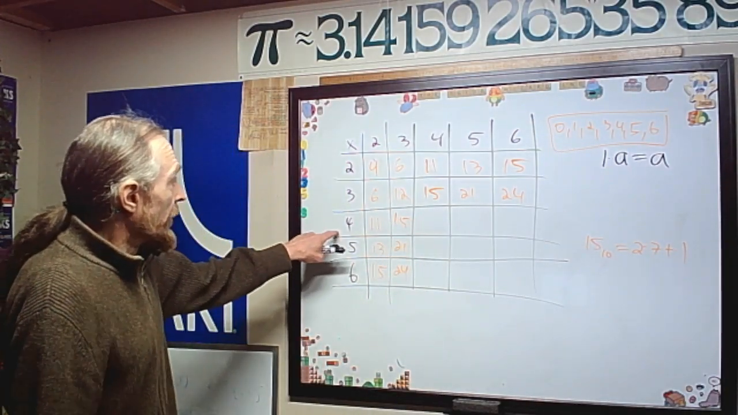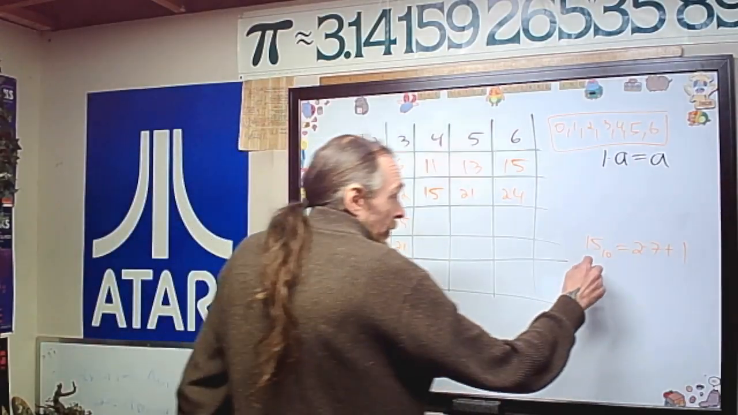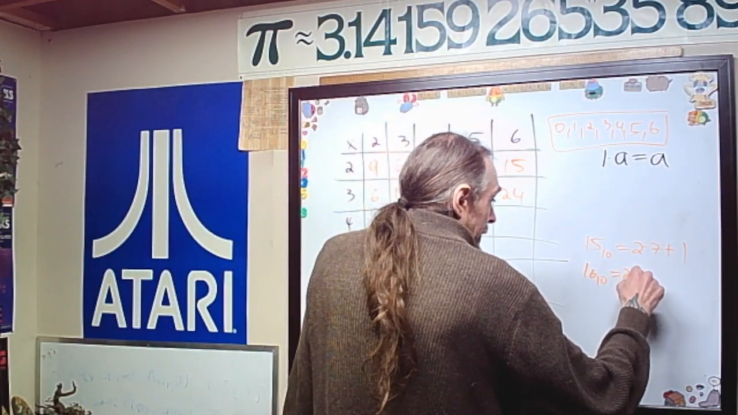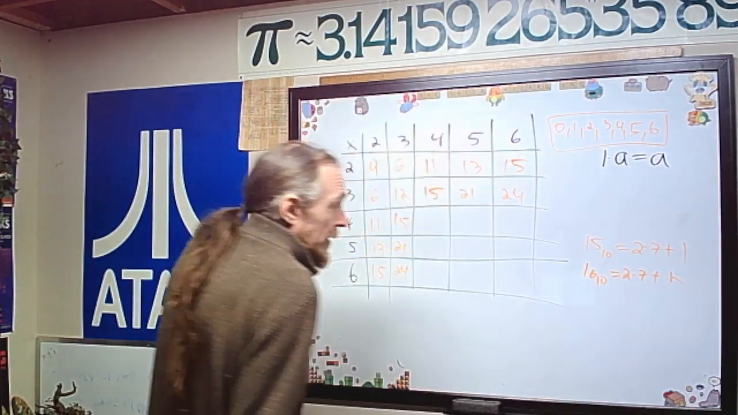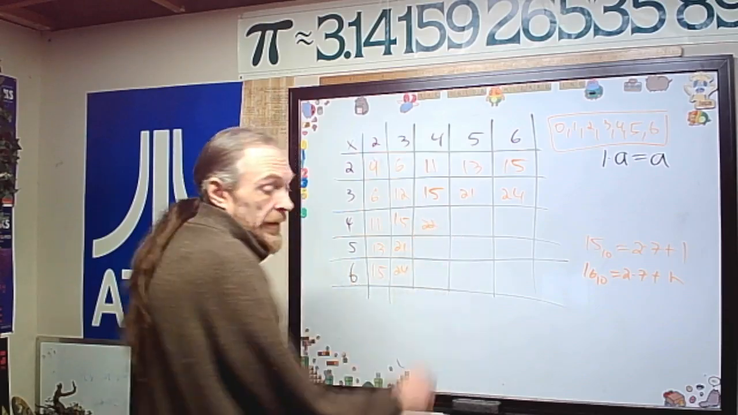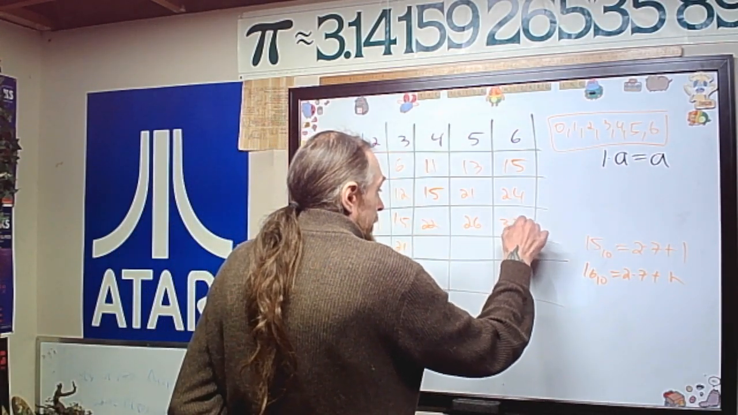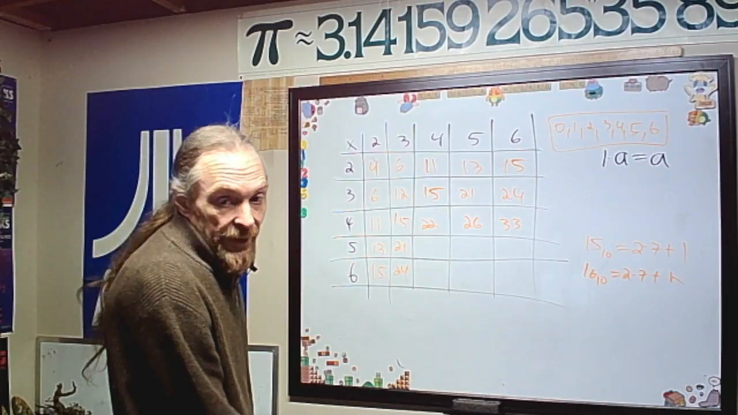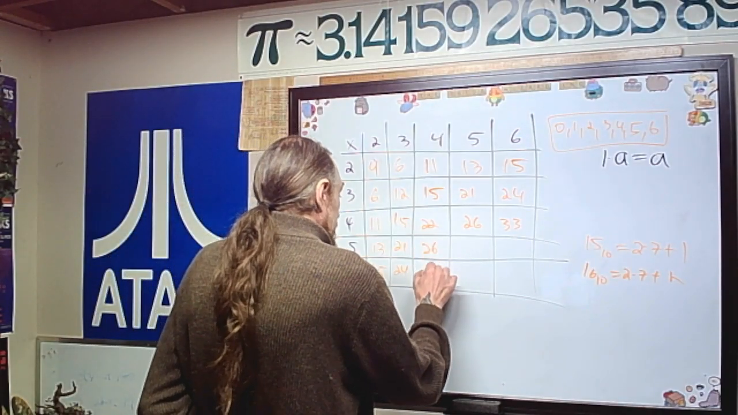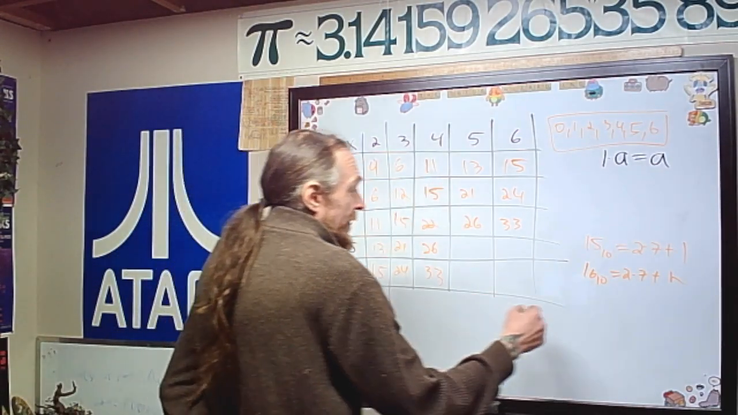And then what are we going to do? 4 times 4 is 16, but 16 in base 10 is going to be 2 groups of 7 plus 2. So that should be 22, if I'm doing this correctly. And then 26, 33. I'm just going to fill it in now. 26, 33. 5 times 5 is 25.